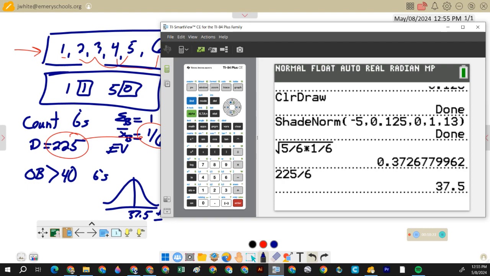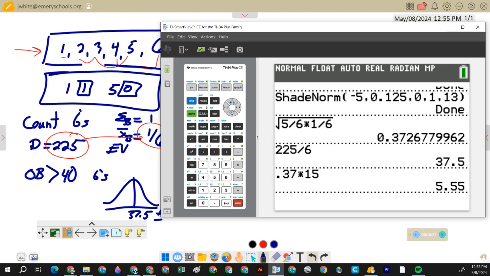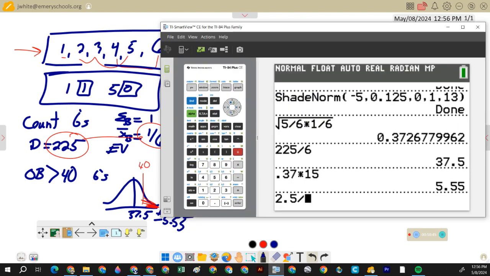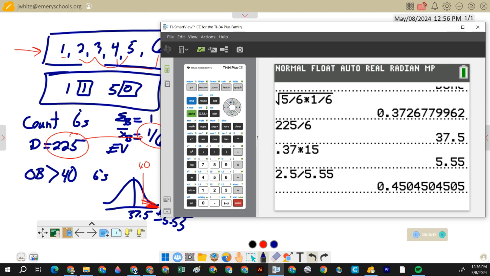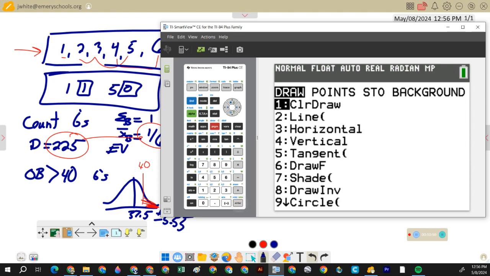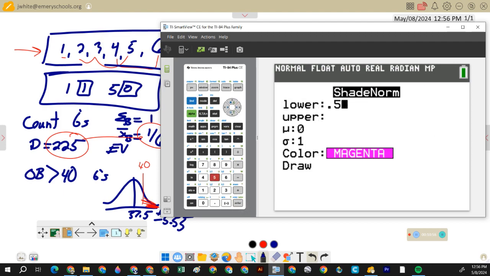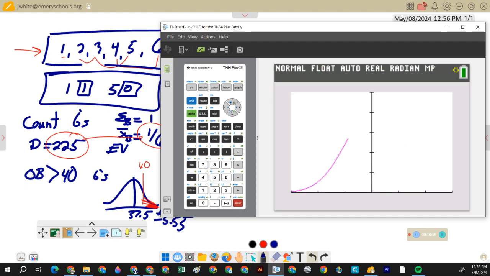So 0.37 times 15 is 5.55. And I want to know what's the probability of getting greater than 40. So here's 40. I'm going to shade over here. 40 minus 37.5 is 2.5. So 2.5 divided by 5.55 is 0.45. And now I shade norm from 0.45 to 5. 29%. Everybody good with that?